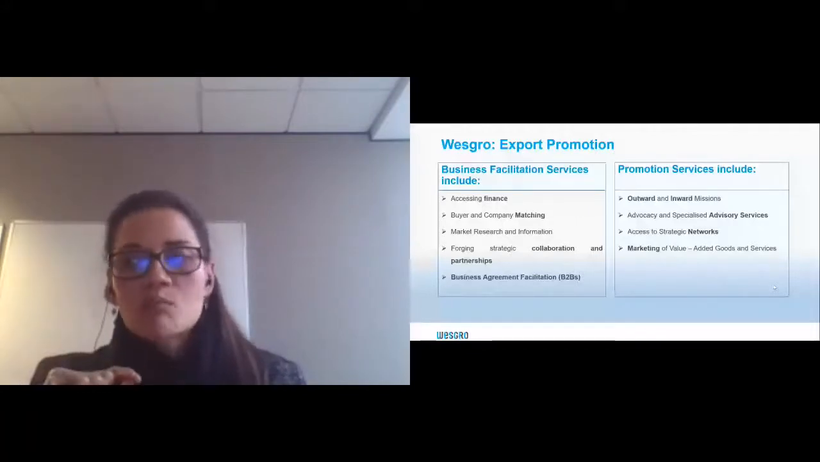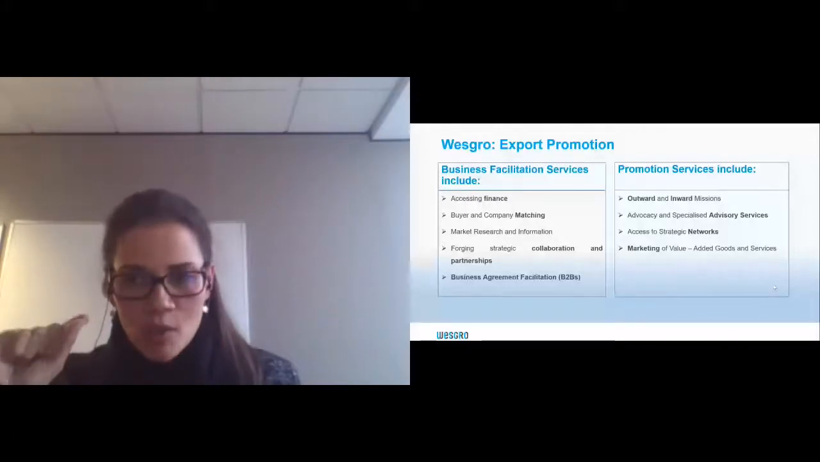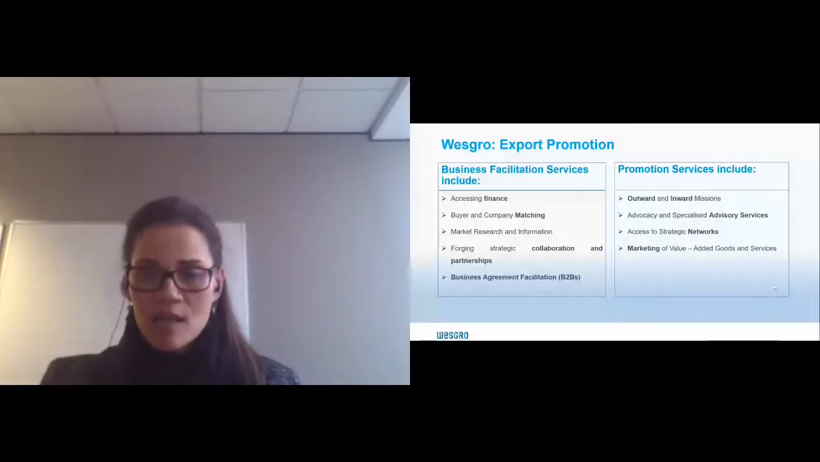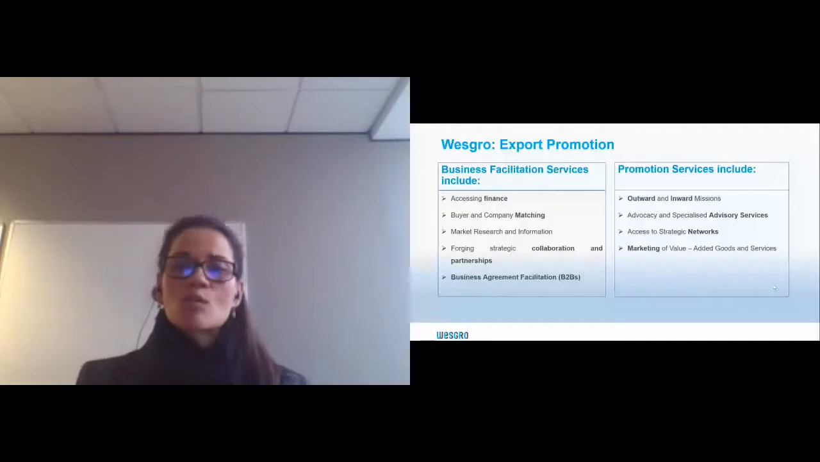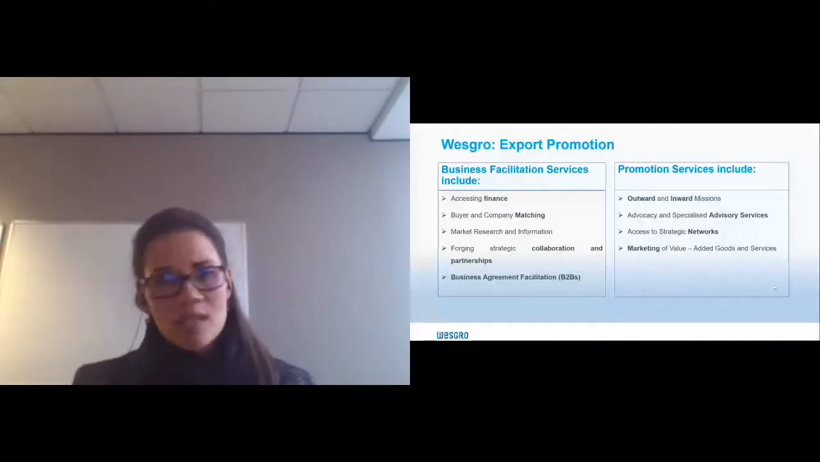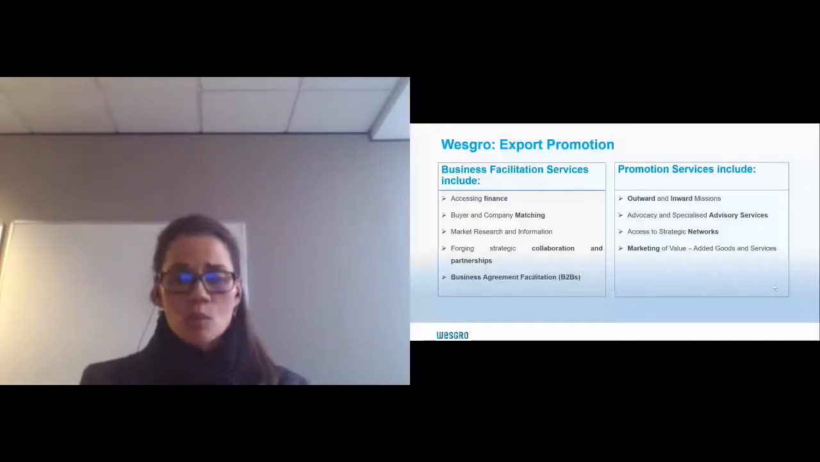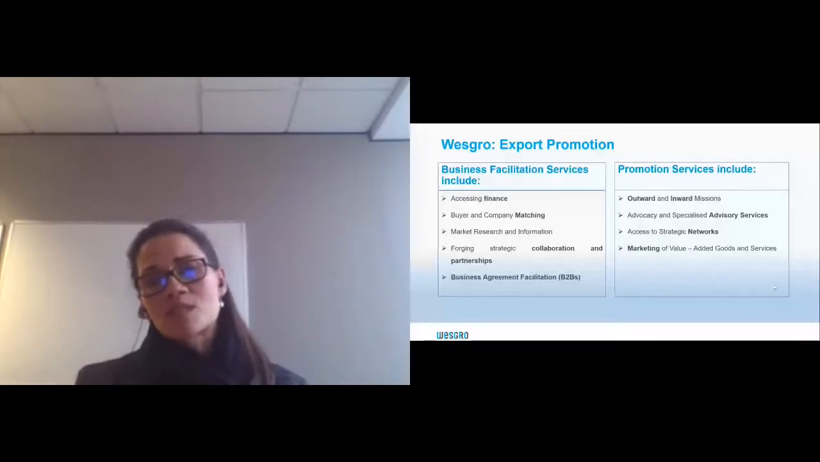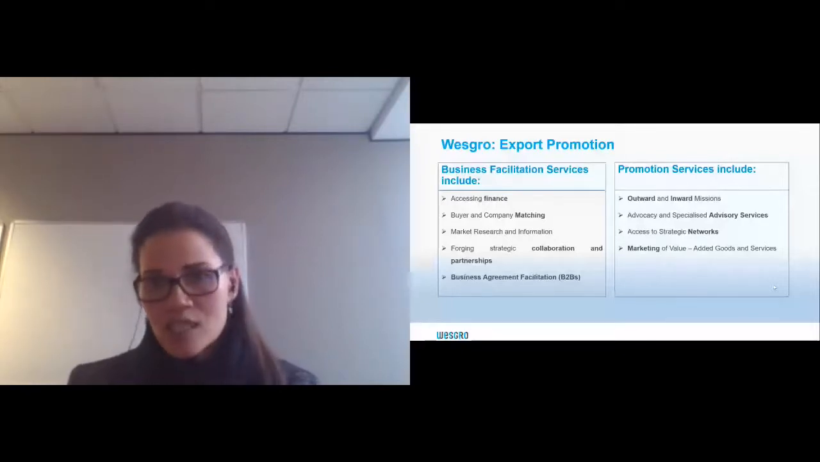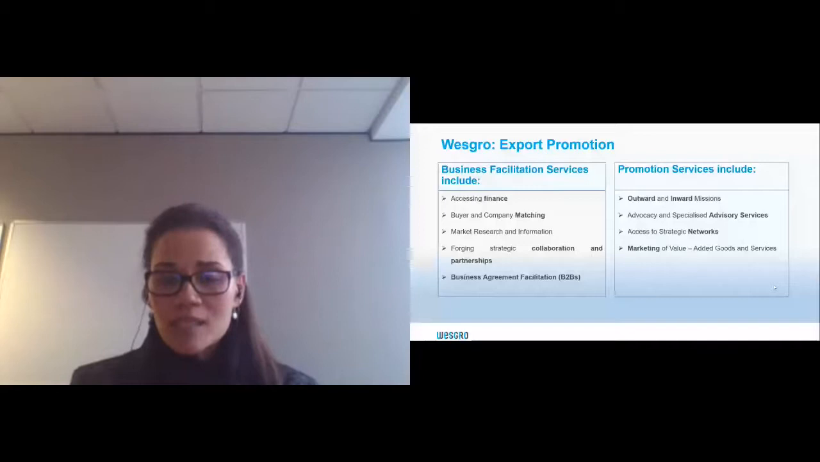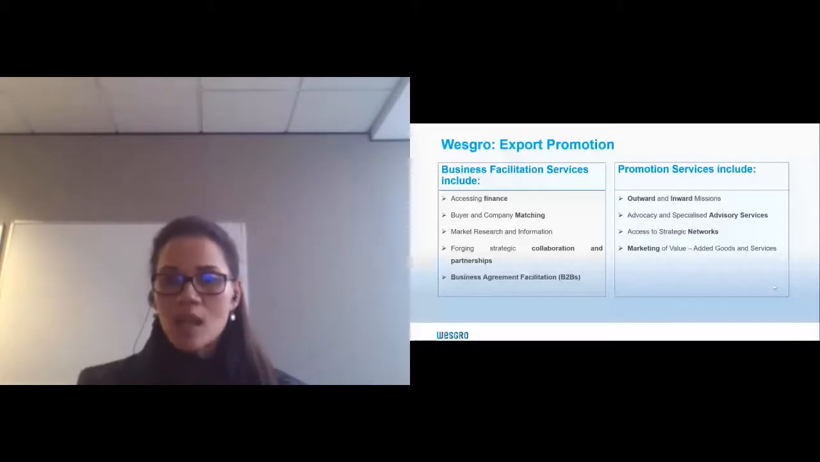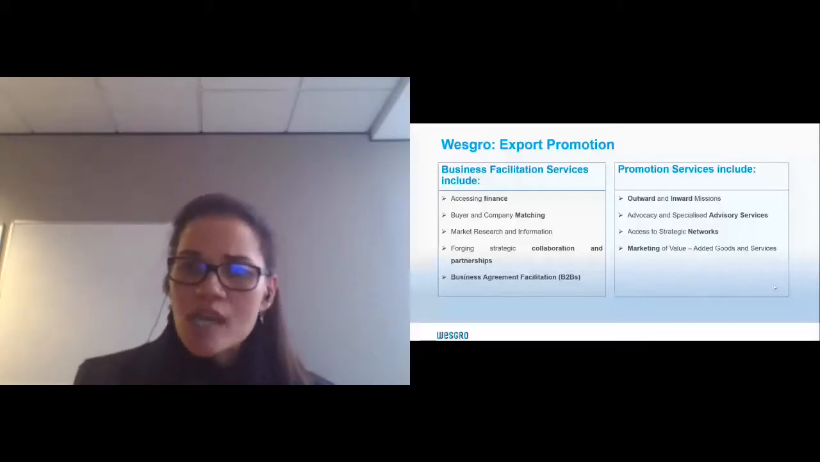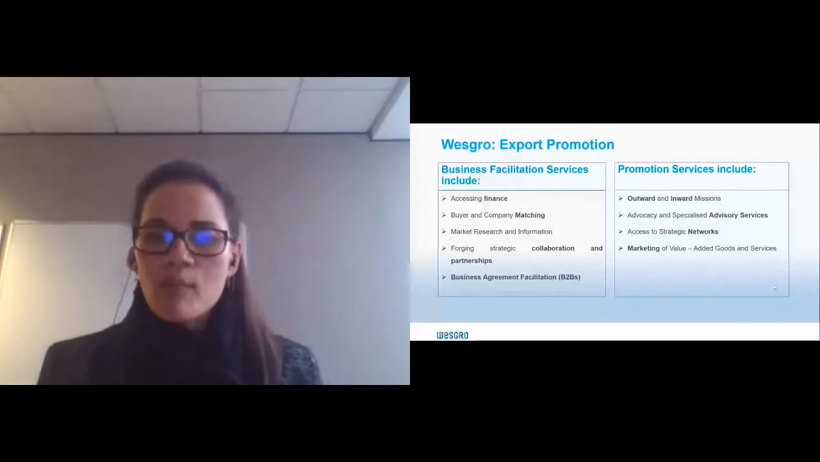But we also have inward missions, and that's assisting US buyers that visit South Africa and the Western Cape province, and assisting with meeting those delegations' requirements. It goes across sectors, but to a large extent it would fall within the food and beverage space. And Wesgro as an agency would try and do that kind of meet and support and host that kind of engagement. Advocacy and specialized advisory services, and that's an important one.